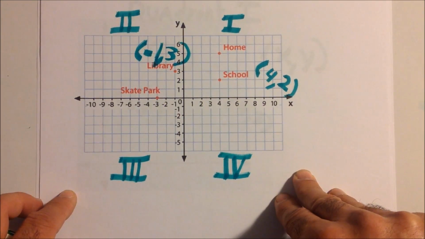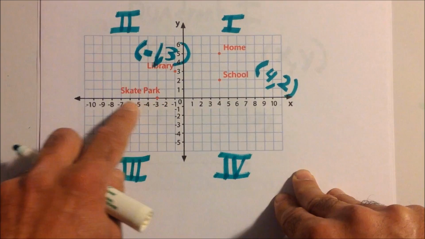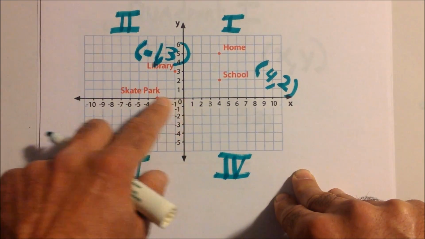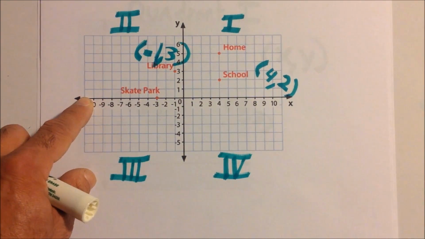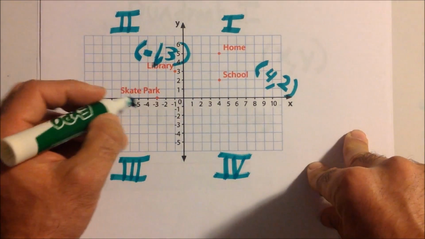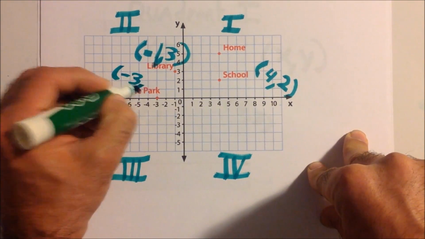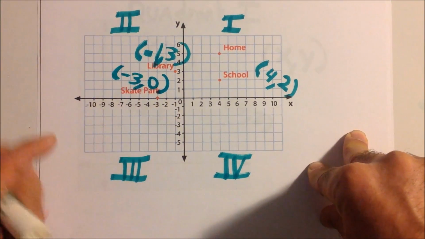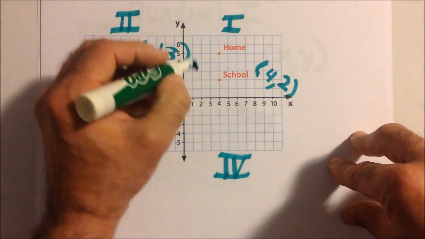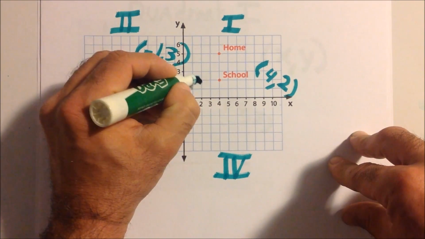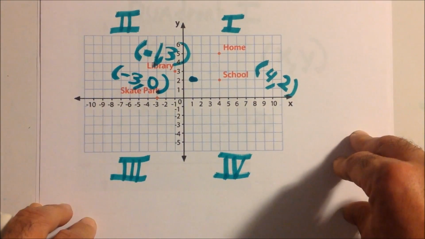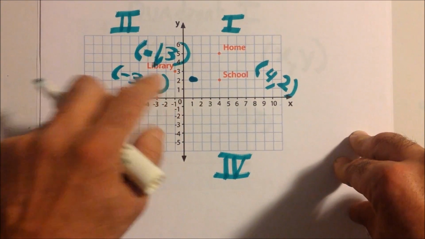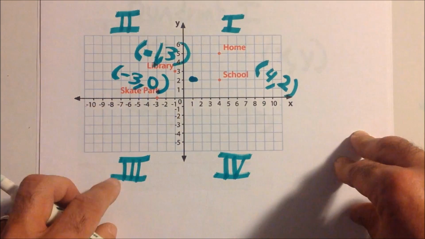Now what about the skate park? It's not in quadrant 2, it's actually right on the x-axis. So it's not in any quadrant. So the skate park is at negative 3 for the x, but it's on 0 for the y. So be careful for that. Now what if I put a point here? What's the quadrant for that point? Well, it's at 1 for the x and 2 for the y. So that'll be 1, 2.